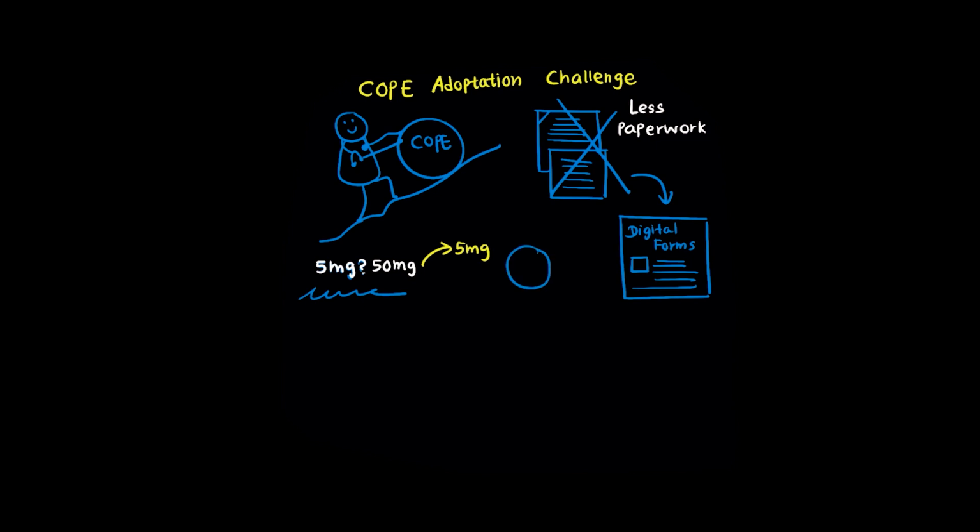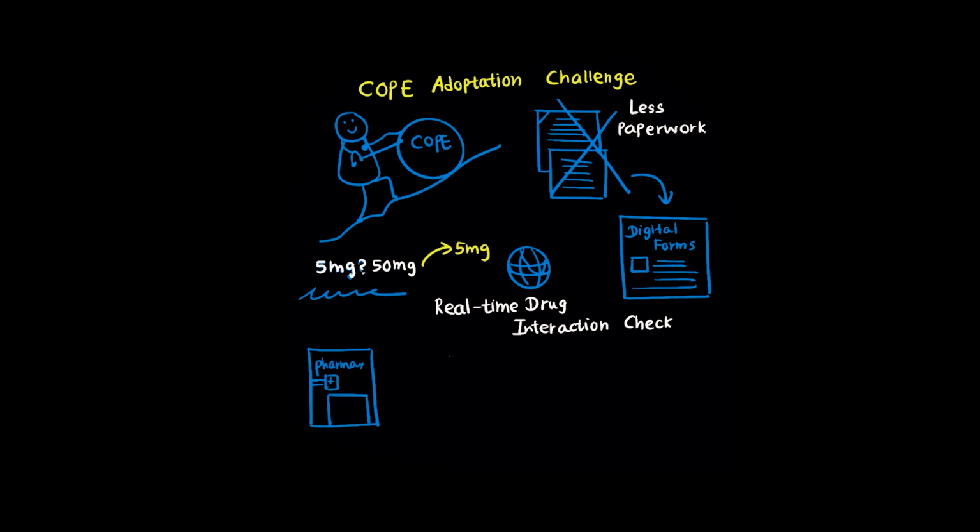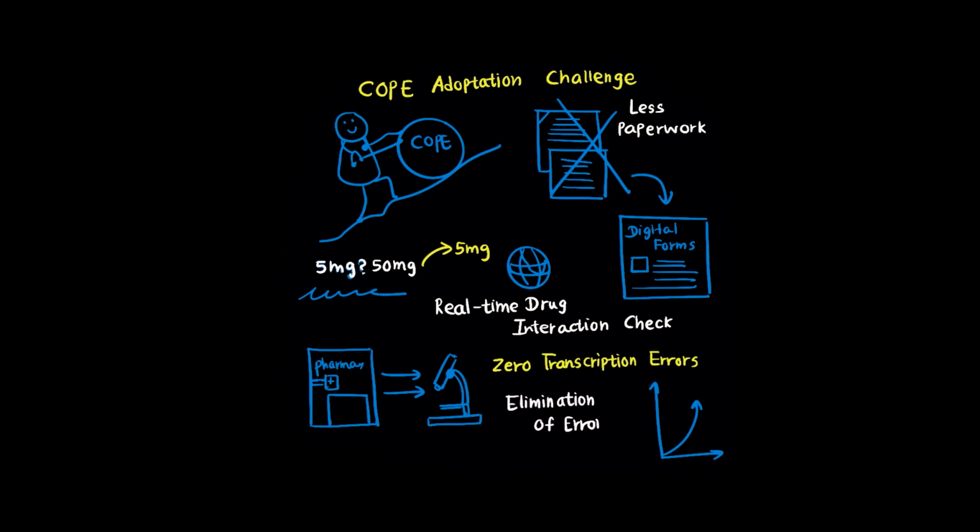Now we're talking. CPOE eliminates the deadly problem of illegible handwriting. No more guessing if that's 5 milligrams or 50 milligrams. It catches drug interactions in real time before they harm patients. Orders transmit instantly to pharmacy and labs. No more lost papers or transcription errors. When physicians see CPOE as their safety net, not their burden, adoption soars. It's about patient safety and efficiency, not just technology.